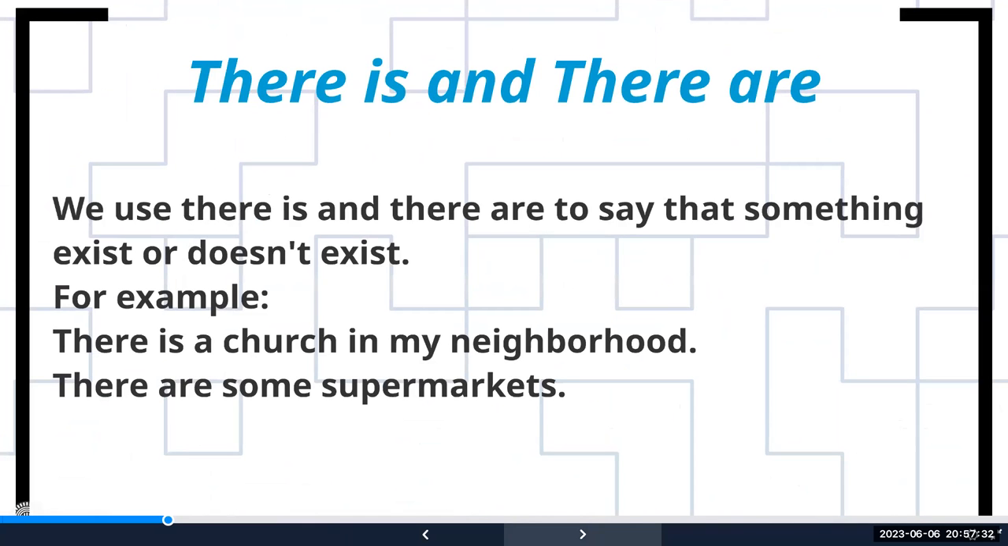Okay, there is and there are. We use there is and there are to say that something exists or doesn't exist. For example, there is a store in my neighborhood. There are some supermarkets. Ahí está la diferencia entre el there is y el there are. Lea, por favor, y me dice si comprende o no comprende.